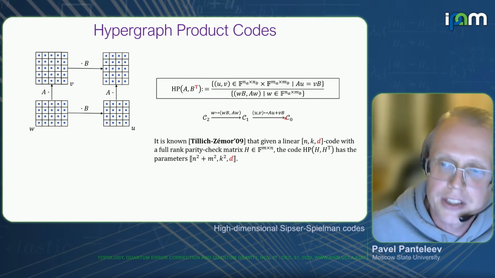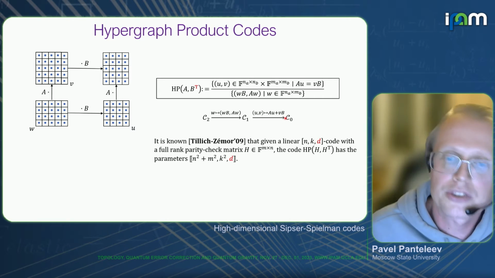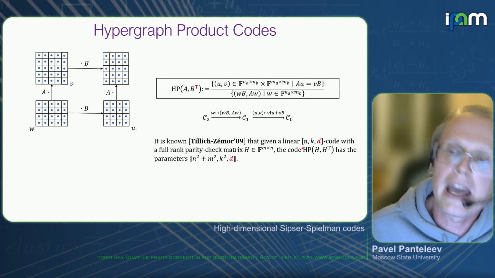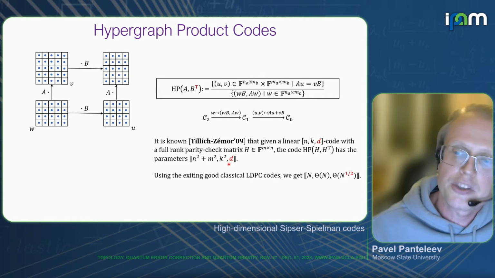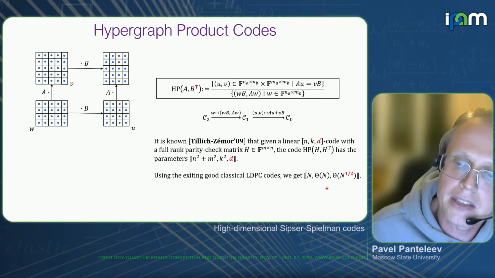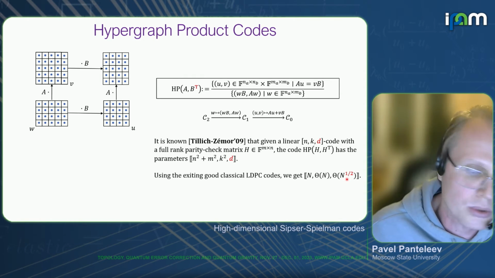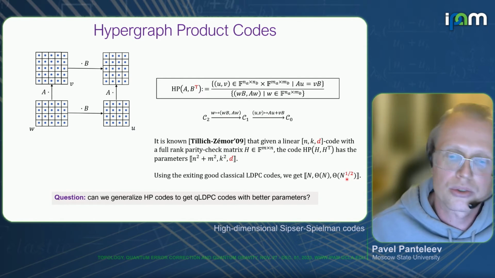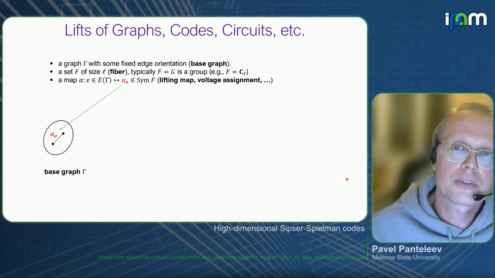It is well known that these codes can be used to construct codes with very large distances. It was shown by Tillich and Zemor that if we choose the matrix H of an [n,k,d] code, then we obtain a code also with minimum distance d, which means that if we use two good classical LDPC codes, we obtain a quantum CSS code with a minimum distance that grows like the square root of n. The obvious question: can we generalize these codes to get LDPC codes with better parameters? And the answer to this question is yes.